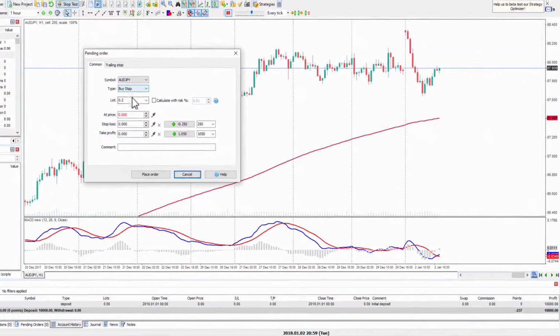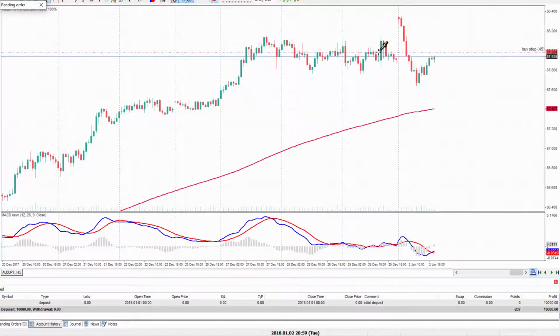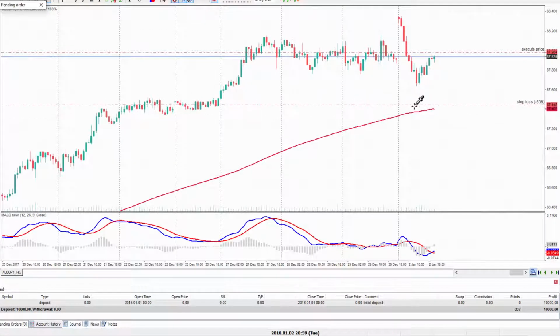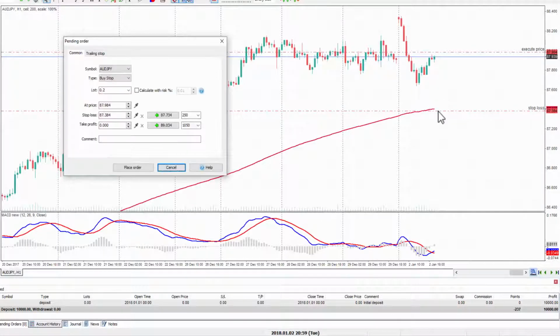So I will set up a buy stop order here, just above the current price. For the stop loss, I will set it at the 200 EMA line. In this case, that is 59 pips away. So approximately, let's say 60. So 60 plus 50%, which will give us the 1.5 R, that would be 90 pips away.